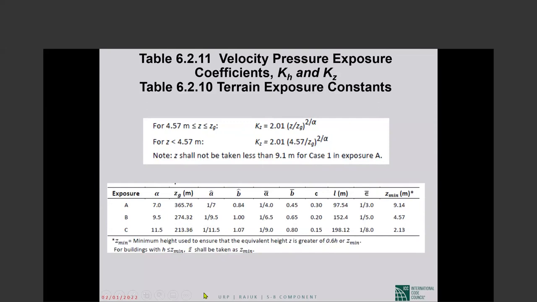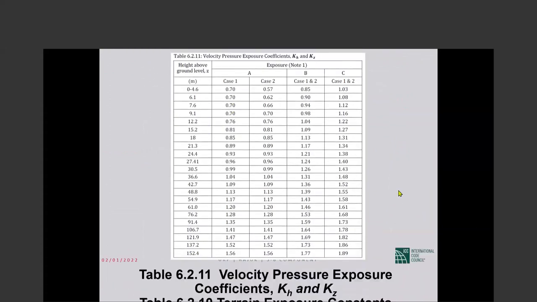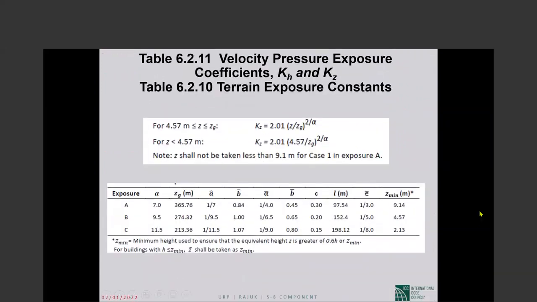Anyway, you can use that equation, or for your convenience, up to 152.4 meters, 500 feet, the values are tabulated for you so that you don't have to calculate. You will get the same values both ways. Tabulated values, you will have to interpolate between the heights that are given. I personally prefer to just go to the equation and calculate my K sub Z. K sub Z at the mean roof height level is K sub H.